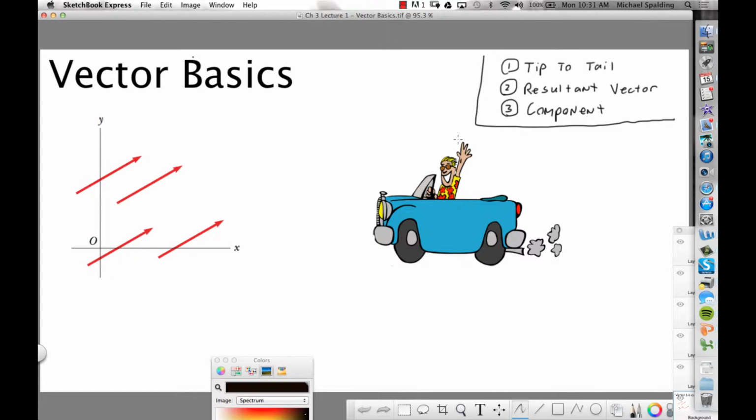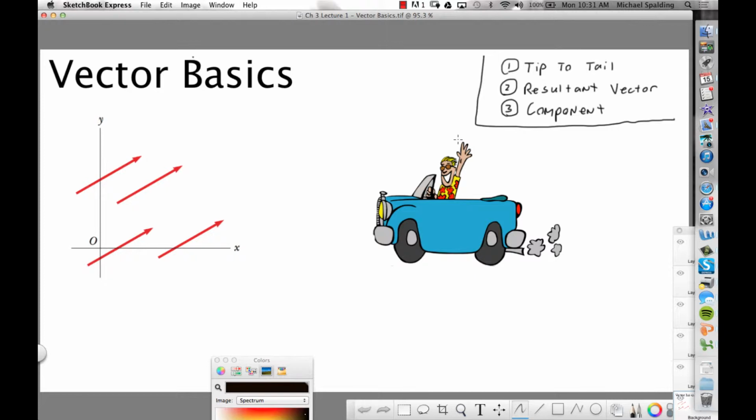Okay, so by the end of class tomorrow, you should be solid on vectors, which we're going to be using in doing two-dimensional motion problems, projectile motion. All right, so for starters, what do we mean by a vector? A vector is a measurement that has magnitude and direction.